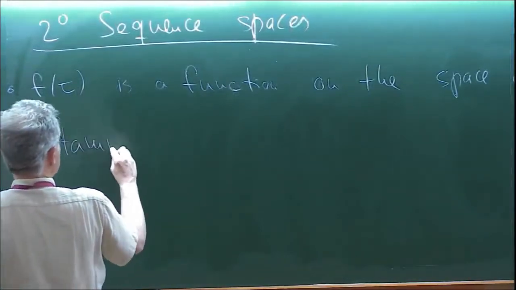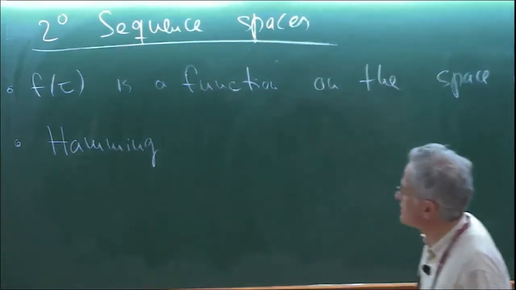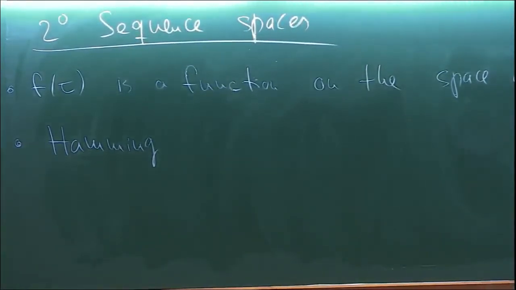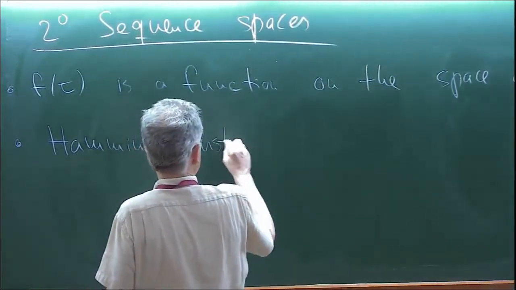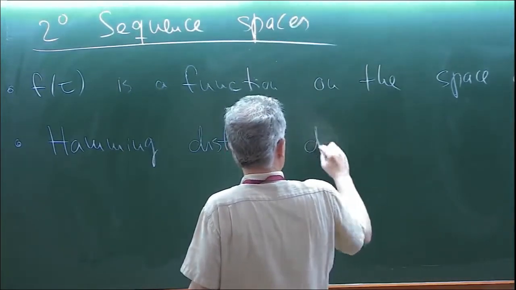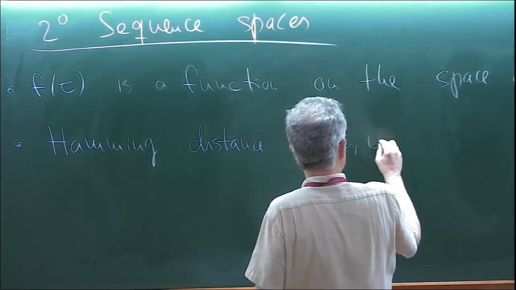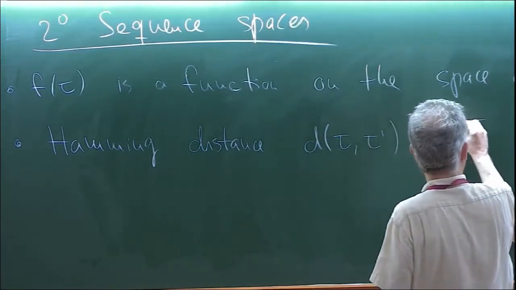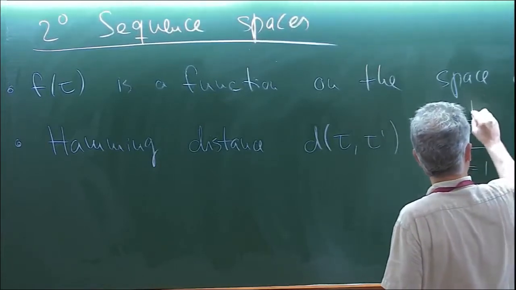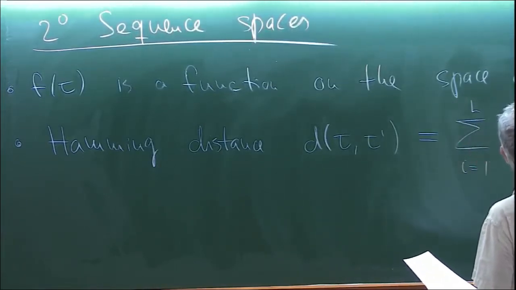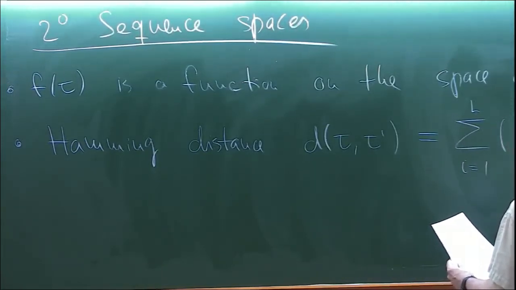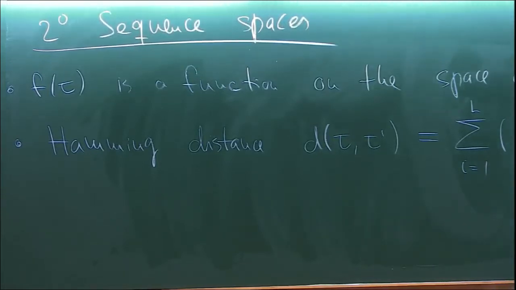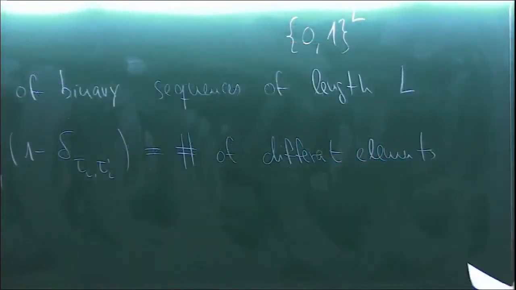So the Hamming distance, of course, as some of you might know, is a notion that is well known in computer science. The Hamming distance, which I will call D, is now the distance between two sequences, tau and tau prime. And this just consists in counting the number of elements where these two sequences differ, which you can write, for example, as 1 minus Kronecker delta of tau i and tau i prime. All right, so this is equal to the number of different elements in the two sequences.